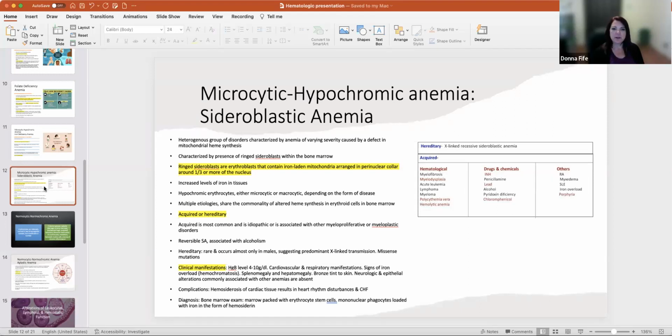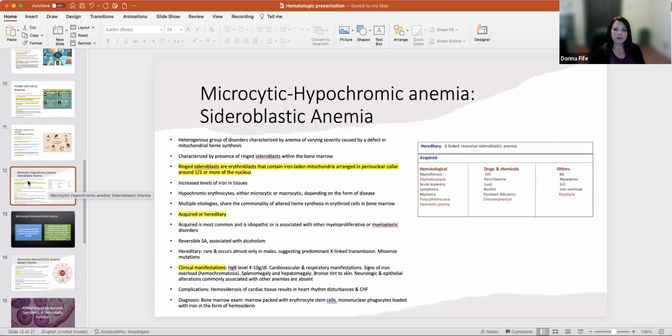There are increased levels of iron in tissues. Hypochromic erythrocytes, either microcytic or macrocytic, depending on the form of disease. There are multiple etiologies, which share the commonality of altered heme synthesis in erythroid cells in bone marrow. Sideroblastic anemia might be acquired or hereditary. Acquired is most common and is idiopathic or is associated with other myeloproliferative or myelodysplastic disorders. Reversible sideroblastic anemia is associated with alcoholism.